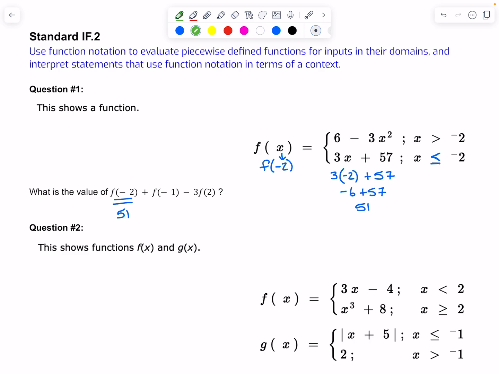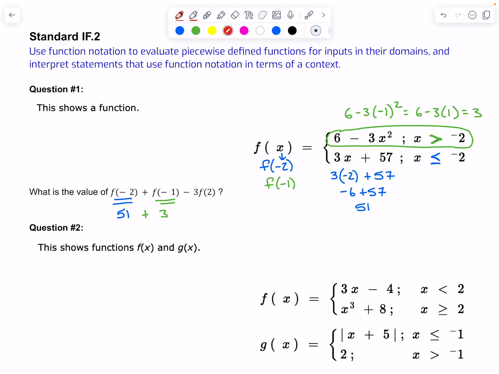Then f of negative 1 is the next part. So now our x is equal to negative 1. Negative 1 is greater than negative 2, so this first piece of our piecewise function would make the most sense for negative 1. So we plug it in there. 6 minus 3 times negative 1 squared will give us 6 minus 3 times positive 1, which is 6 minus 3, which gives us 3. So now we're going to add 3 to the 51.